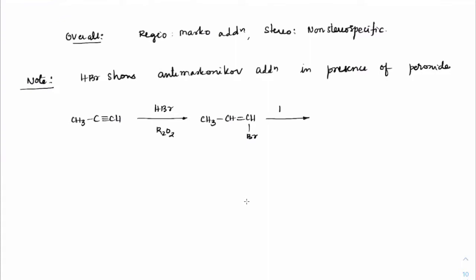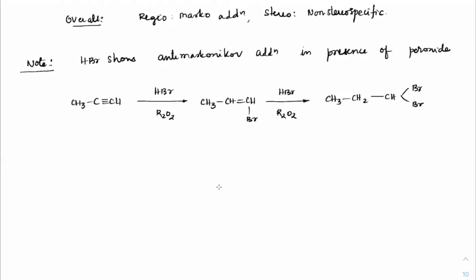If you add one more mole of HBr and R2O2, even the second time you will get anti-Markovnikov addition, with 2 Brs coming at the position here. So always, gem products are the ones which are more familiar; you'll always see gem products here. So this is the first reaction, where we are reacting with HX. Second is addition of X2.